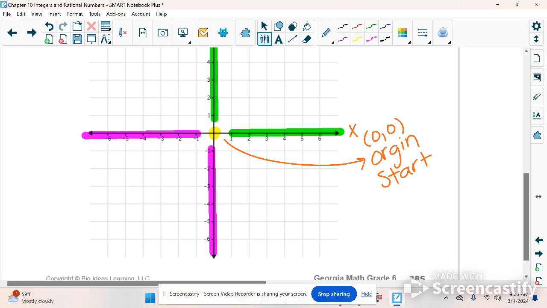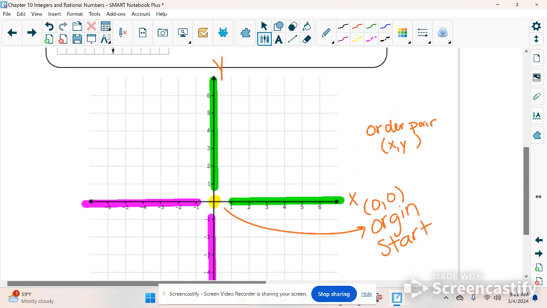In order to find locations on the coordinate plane, we use what's called an ordered pair. Okay, and if we were to talk about the alphabet, what comes first in the alphabet, X or Y? X. Goes X, Y, Z. So in your ordered pair, the X comes first and then the Y. And that tells us how to get to the location, to the point.